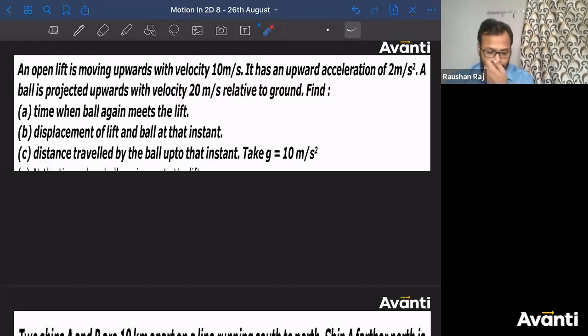Find, first one, the time when the ball again meets the lift. Second question, find the displacement of the lift and ball at that instant. So when the ball is going to meet the lift, find out what will be the displacement of lift, and what is the displacement of the ball. Third question is the distance traveled by the ball up to that instant. So when the ball will come back to the lift, what is the distance that the ball is going to cover till that instant? So Aditya has given the correct answer for first one.